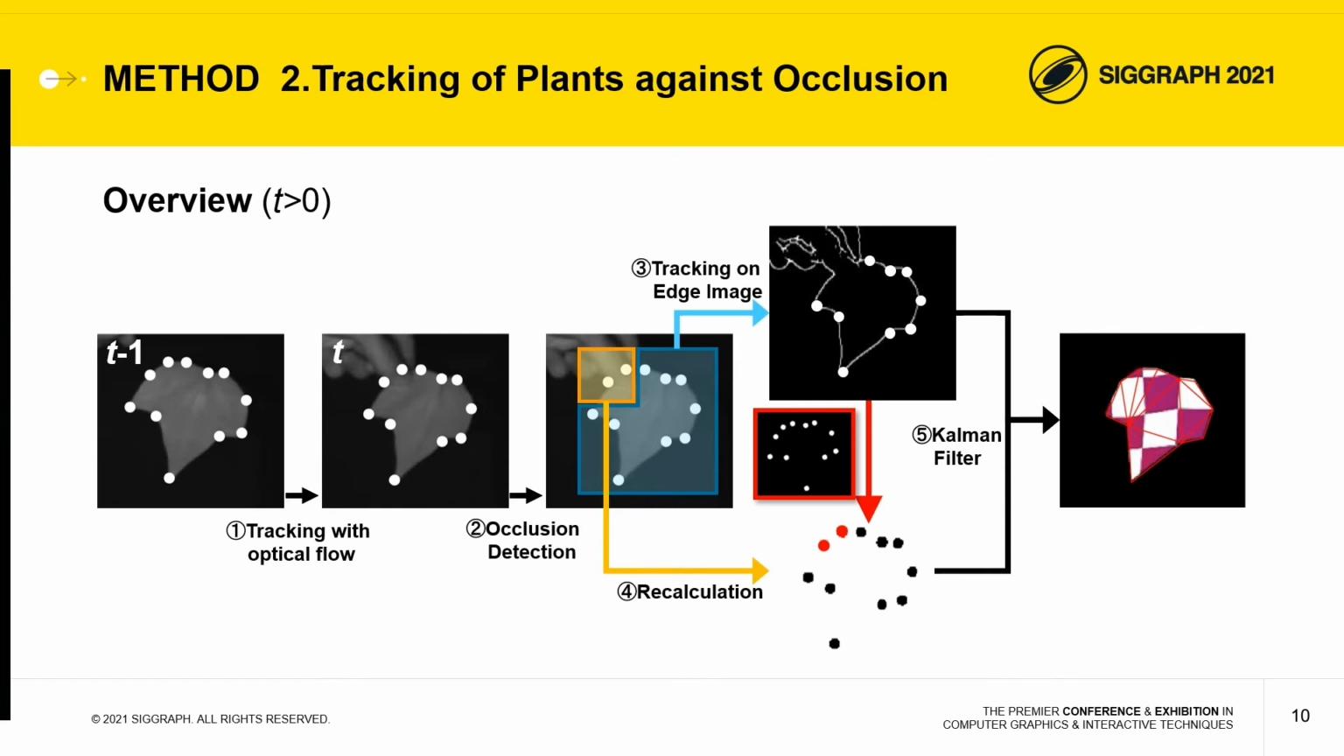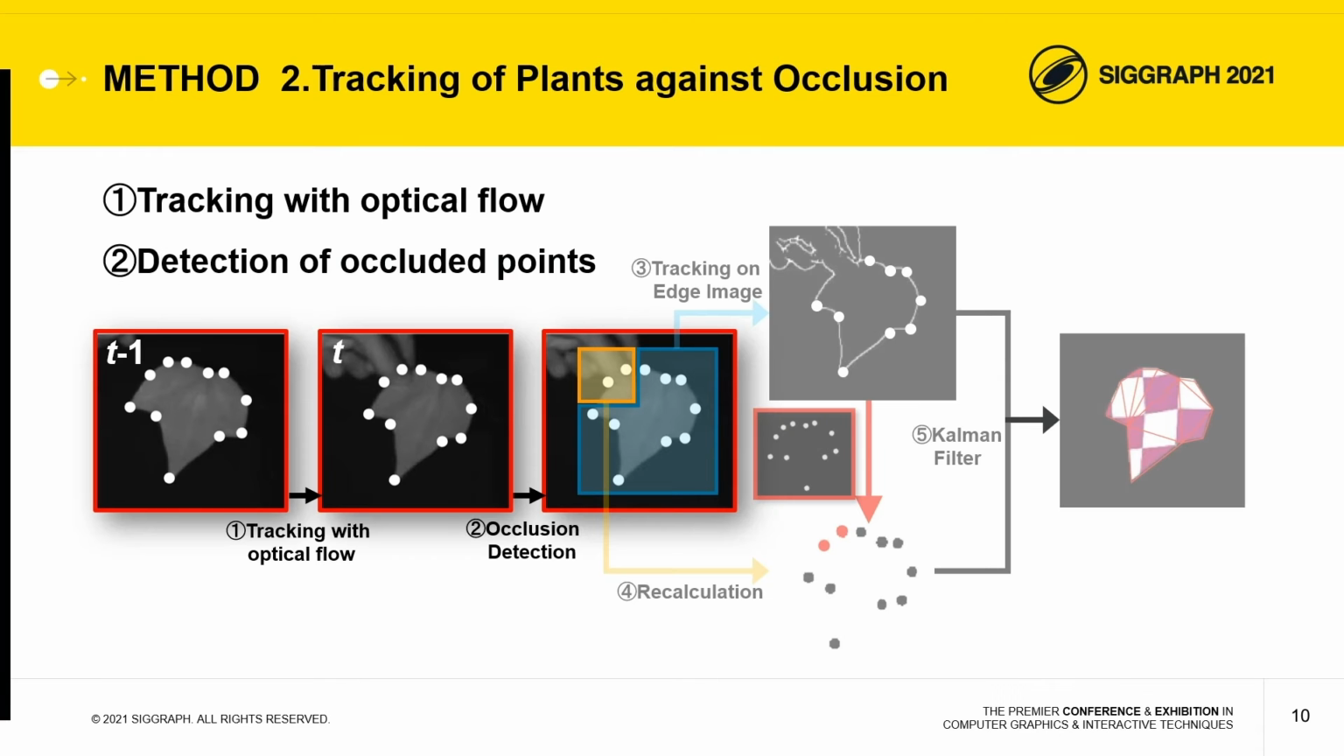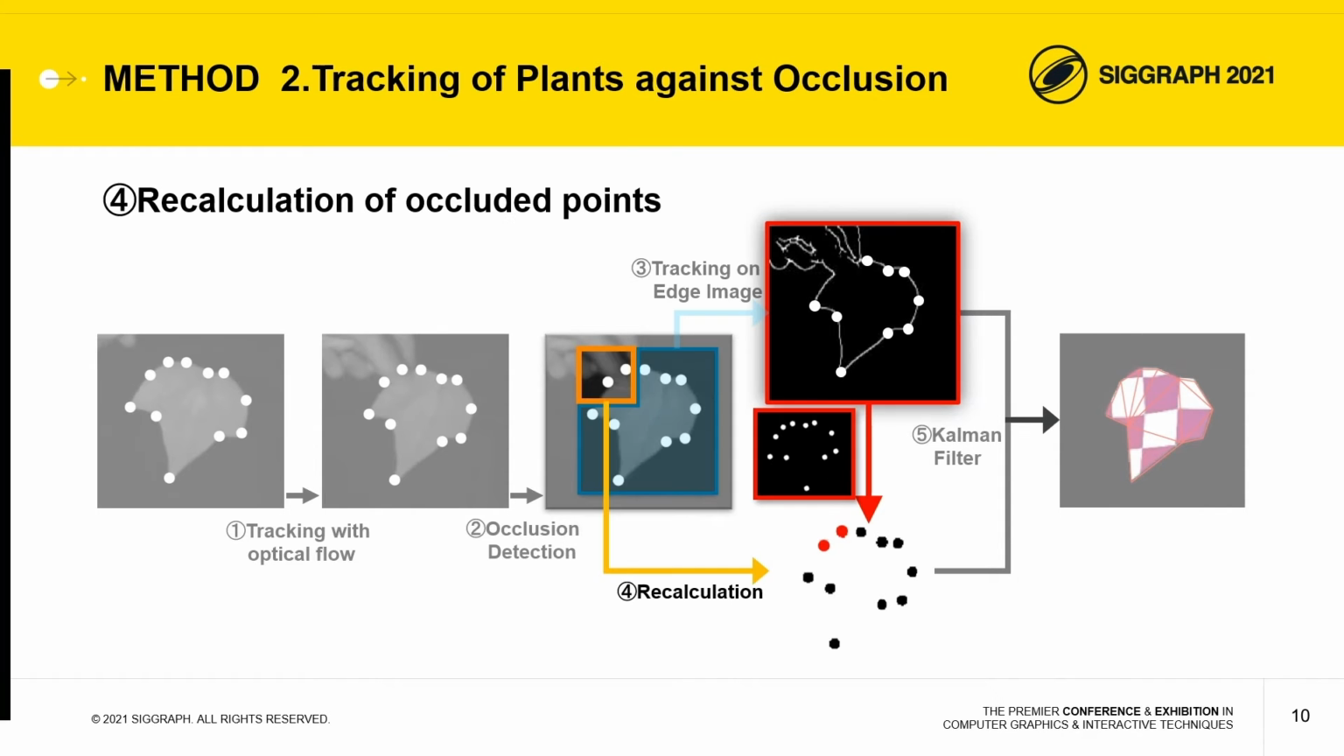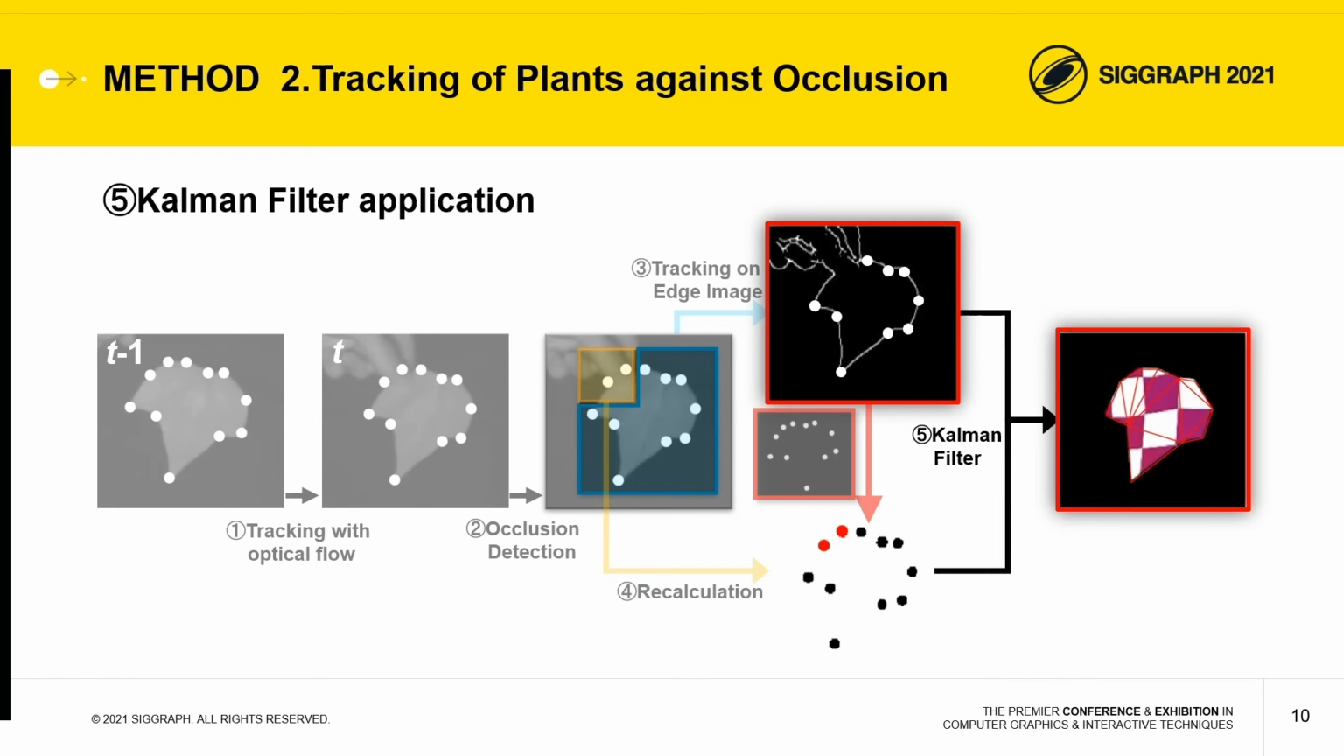Next, this figure is an overview of our tracking method considering occlusion. Each point is tracked on an input IR image. The first processes are tracking with optical flow and detection of occluded points. The next process is tracking points on an edge image. The next process is recalculation. The final process is application of Kalman filter.